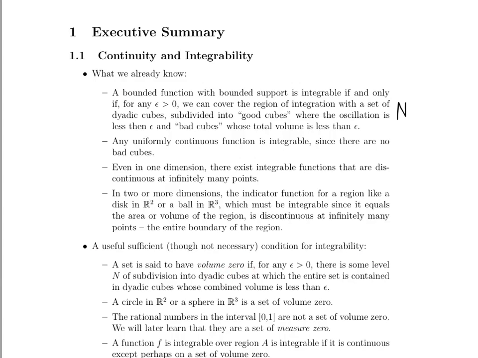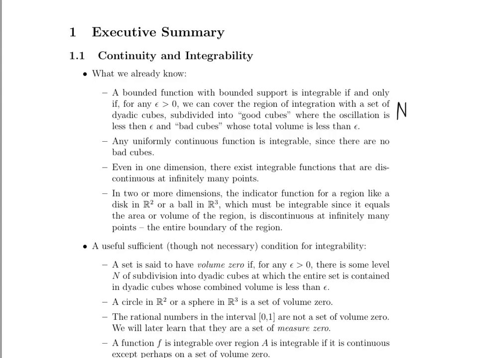We talk about sets of volume 0, which means a set is said to have volume 0 if for any epsilon greater than 0, there's some level of dyadic division where you can capture that entire set with a group of dyadic cubes whose combined volume is less than epsilon. Again, that means that a circle in R2 or a sphere in R3 is a set of volume 0. And Paul even sketched this out a bit in lecture: you can choose a particular level of dyadic division so that all of the dyadic cubes that you need to cover the entire boundary have a total volume less than that epsilon.